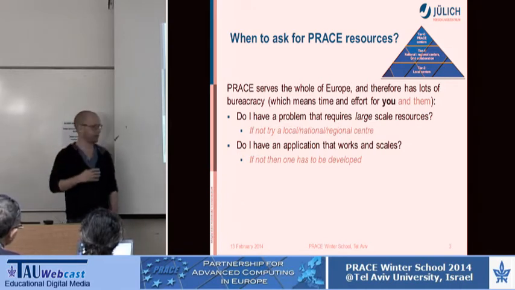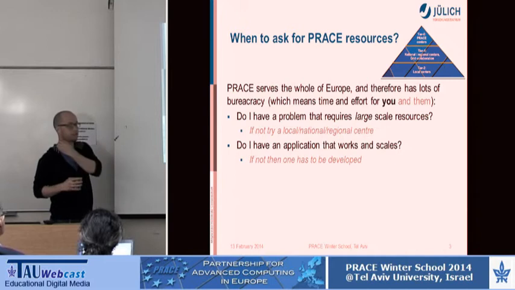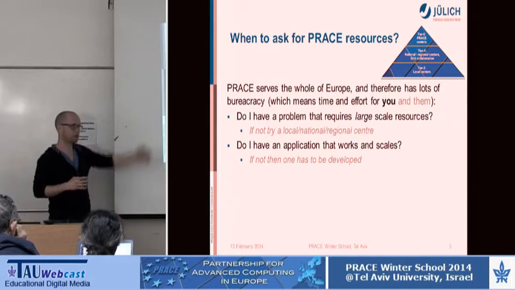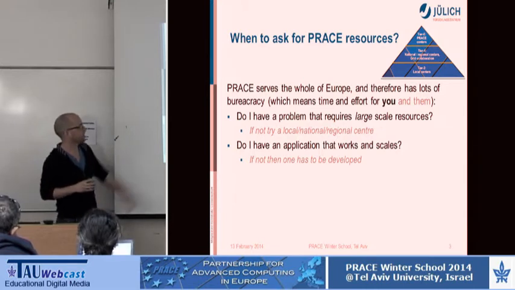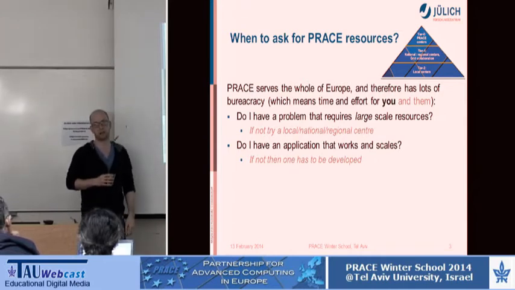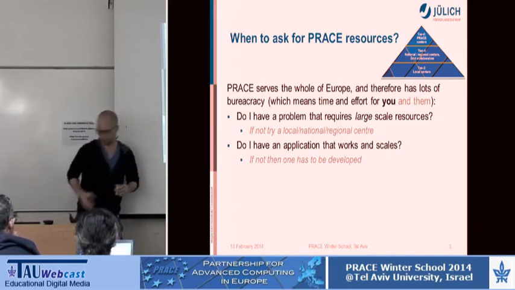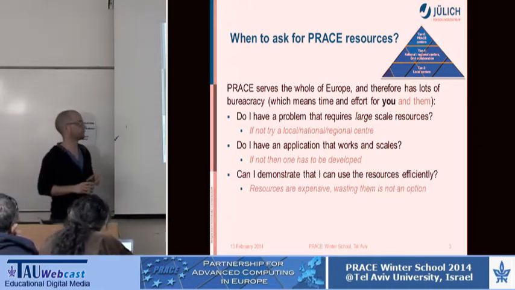But anyway, the next thing you actually have to ask yourself is: do I have an application that works, and does it scale? Right? So does your application actually work? And if it does work, and you want to run these big systems, does it actually scale? We've talked a little bit about what scaling means, but scaling basically means that you can use the processors efficiently, that you're not going to waste a lot of time. And if you don't have something that works and scales, then you have to develop it, right? And PRACE is not the place to do that. PRACE is not the place you develop code, it's the place you run code. It's a production environment, okay?